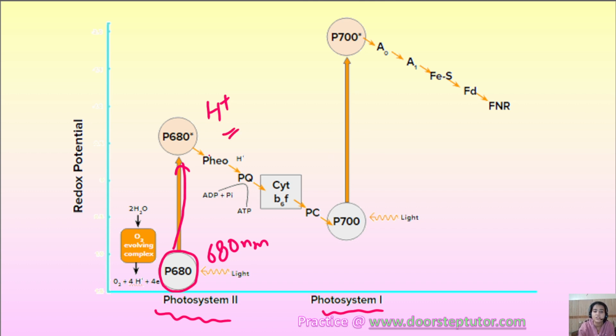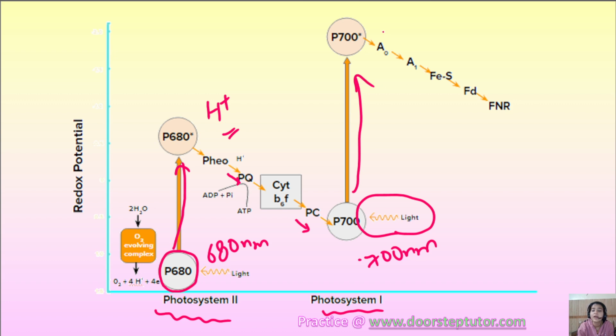So here H positive is passed from plastoquinone to cytochrome B6F and then to PC, after that P700. When the light is absorbed at this P700, that means at 700 nanometers, it will get excited, and after getting through all these parts, the process will be completed. So these are some basic differences between photosystem 2 and photosystem 1.